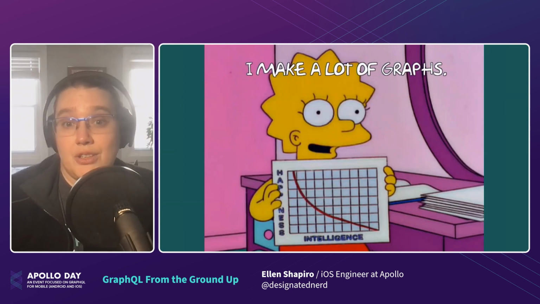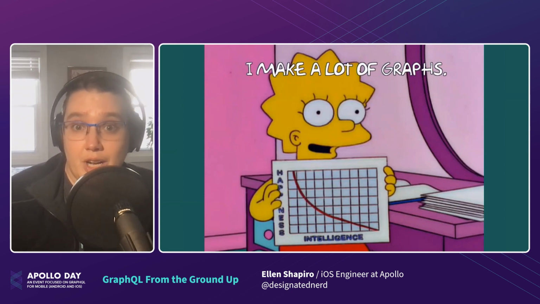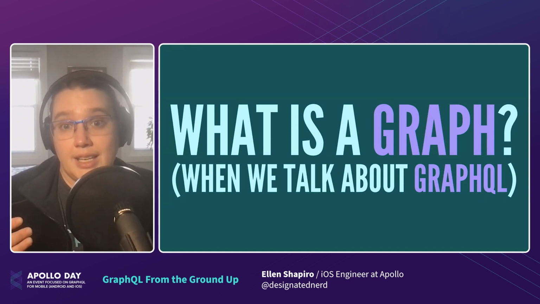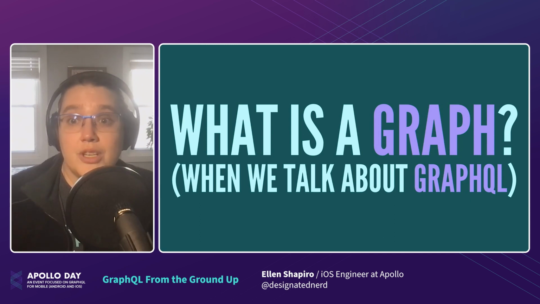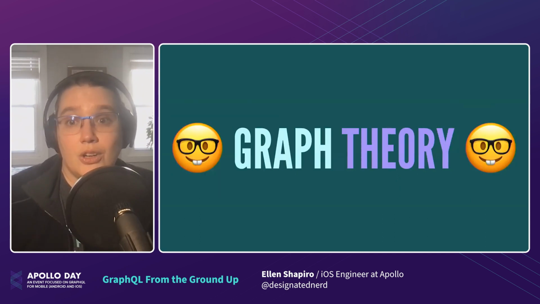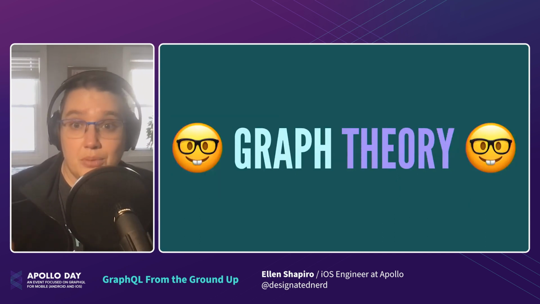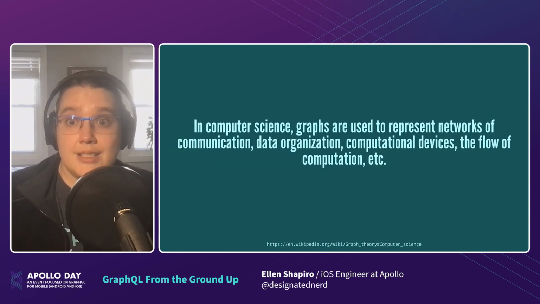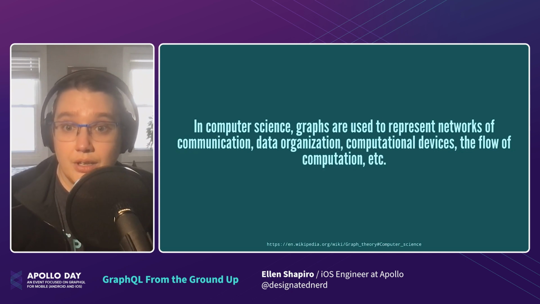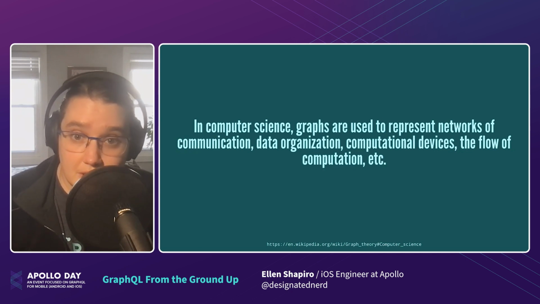And those kinds of graphs are cool, but the more relevant question is what a graph is in the context of GraphQL. When we talk about a graph in GraphQL, we're talking about a mathematical concept called graph theory, which also has been brought over into computer science. So the basic concept in computer science is that graphs are used to represent networks of communication, data organization, computational devices, the flow of communication, etc.